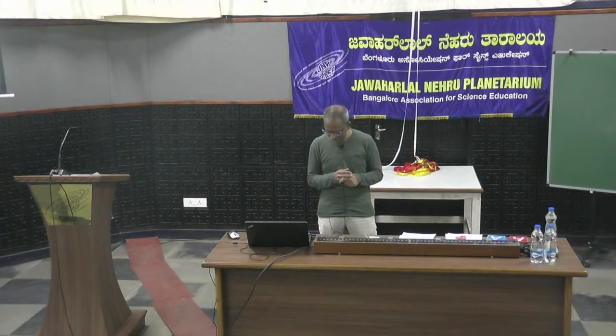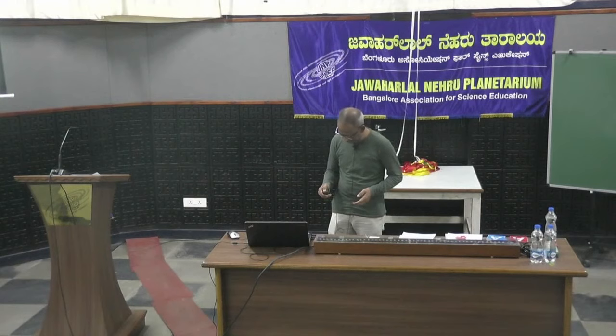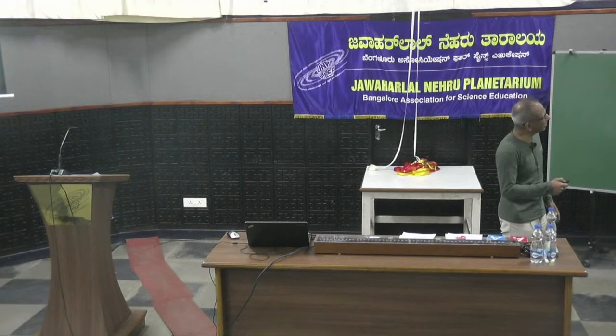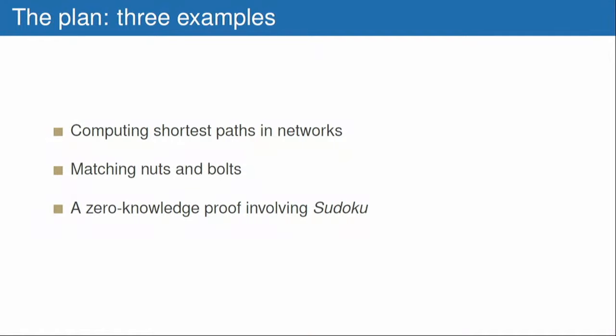So the plan is, I'll give you three examples. One of them is about computing shortest paths in networks. This will be something where we will do a little physics experiment. It's a very ordinary physics experiment. And from that, we will try to justify a famous algorithm in computer science.